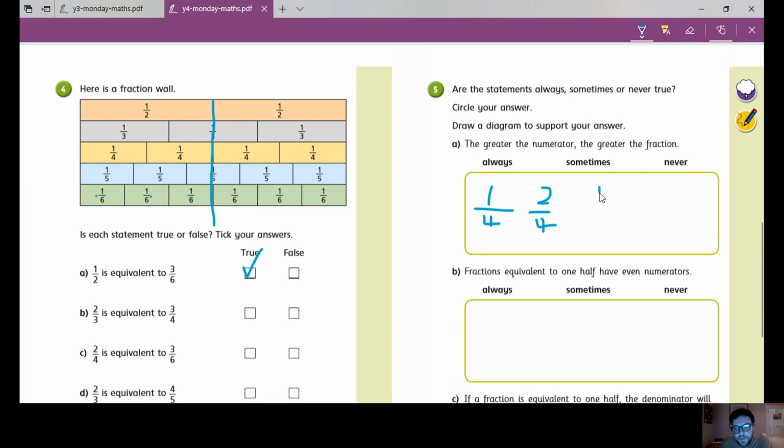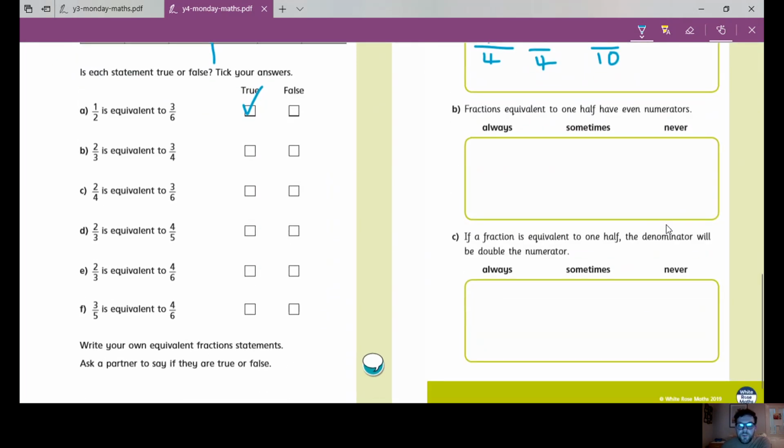That fraction is more than that one. However, if I had 4/10, okay, my numerator is bigger than this one, but 2/4 is a half and 4/10 is a half, 5/10 is a half. So it's not always true. Okay, so be really careful with the statements. Have a work through some of the fractions, see if you can get it to test if it's true or not. Okay, right, good luck, year 4s.